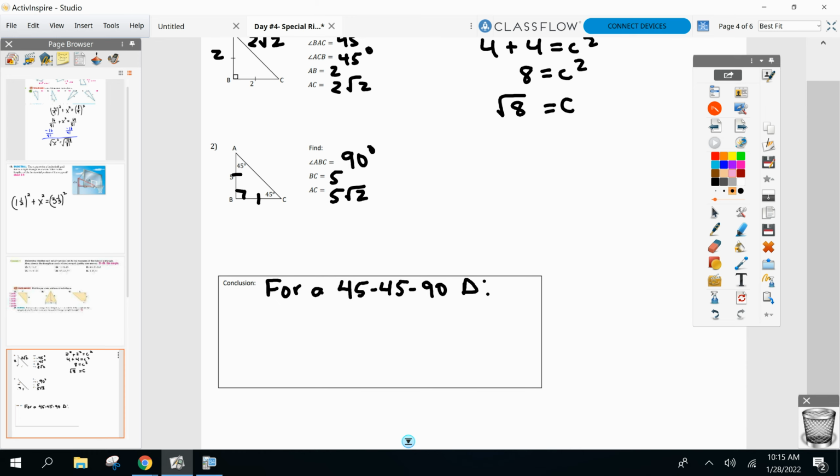First question, what do you notice about the legs in any 45, 45, 90 triangle? Look at both examples. I know it's only two examples, but it's true for everyone. In every 45, 45, 90 triangle, the legs are congruent. Legs are always equal.